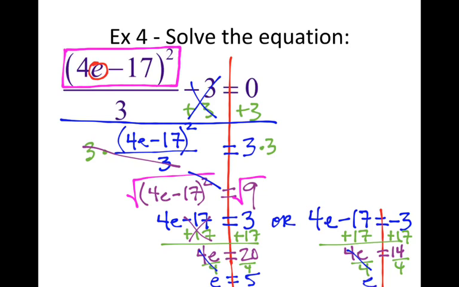Yashua's on it. We get e equals. We're going to leave it as a fraction because 14 divided by 4 is a decimal, right? 3.5. But we don't want to write it as a decimal. We want to leave it as a fraction. But what can we do with 14 over 4? We can reduce it by 2. What's 14 divided by 2? 7. What's 4 divided by 2? 2. Put "or" between your answers and box it.